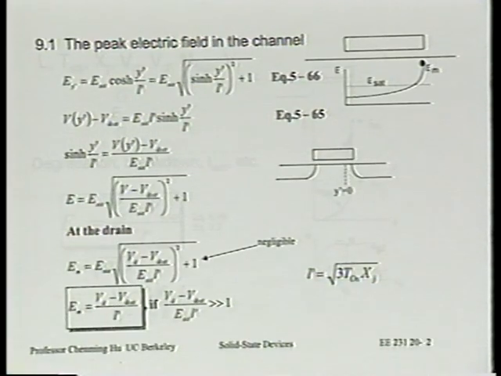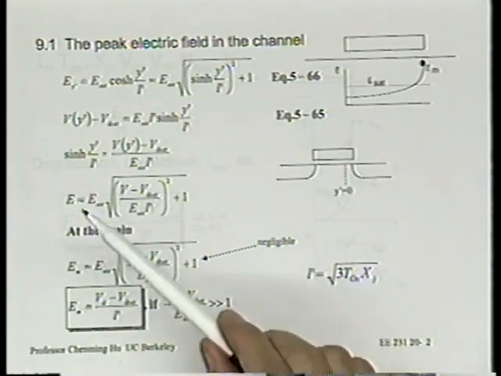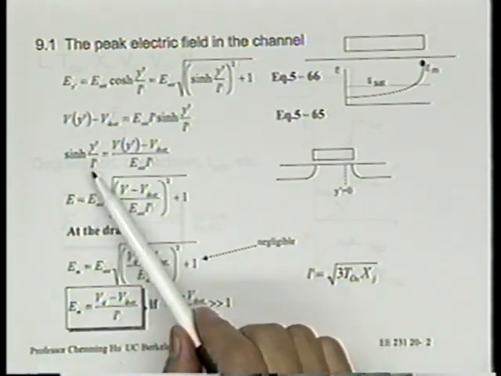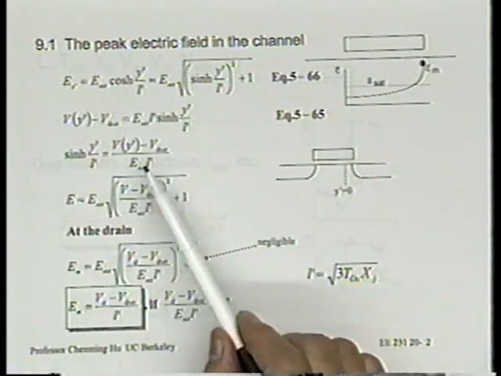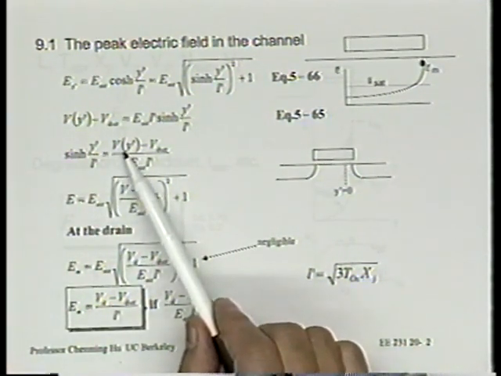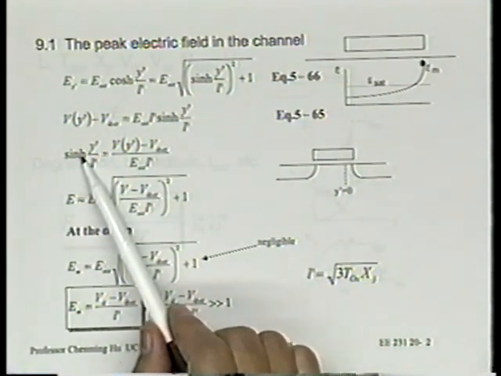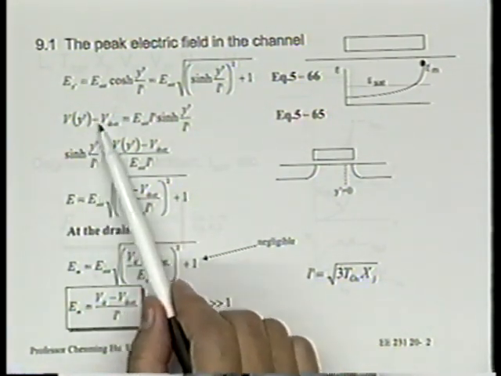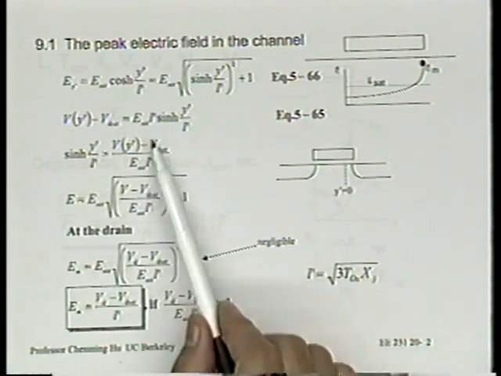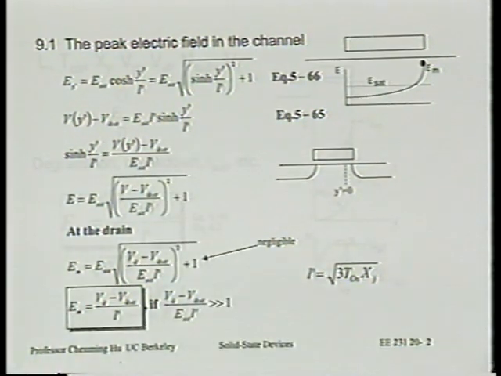Remember that? Now we can rewrite that as hyperbolic sine y prime over L prime is equal to, just rearranging this and putting the hyperbolic sine on the left-hand side, V minus VD sat over E sat times L prime, right, from the previous equation. Now, why do we want to do this? Because what we are really trying to do is find an expression for the electric field.